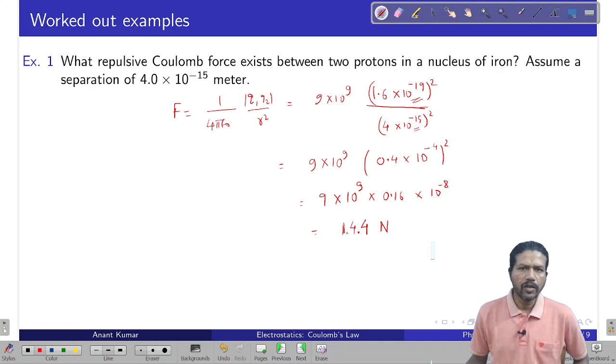So that is the force which two protons exert on each other inside the nucleus. This might seem like not a very large force, almost the weight of a 1 kg block, approximately 1.5 kg. However, this is quite a huge force for the proton. The mass of the proton is of the order of 10^-27 kg, so this force can produce a huge amount of acceleration. So you can see that this very large Coulombic repulsion must be balanced by something else, and that something else turns out to be the nuclear force among the protons.